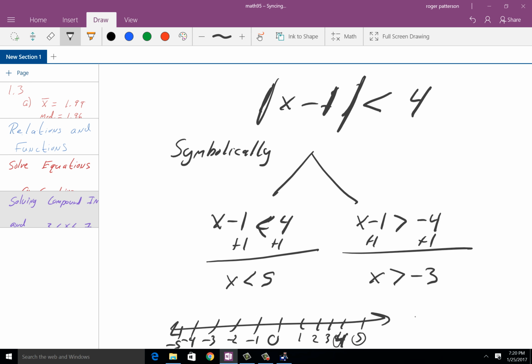Is there any other way to tell whether it's an and or an or, or do they just do it in the number line, or do you have to? Yes, there is. And we're going to find out in a little bit, okay?